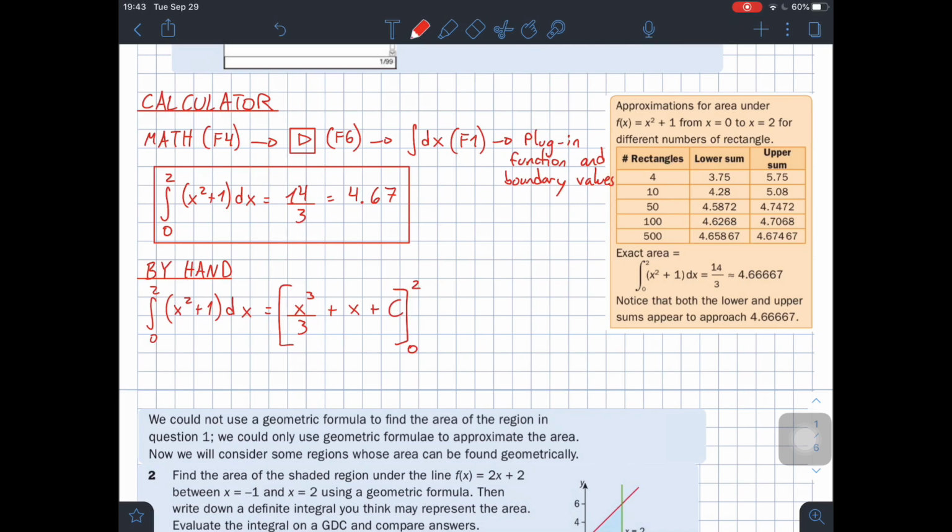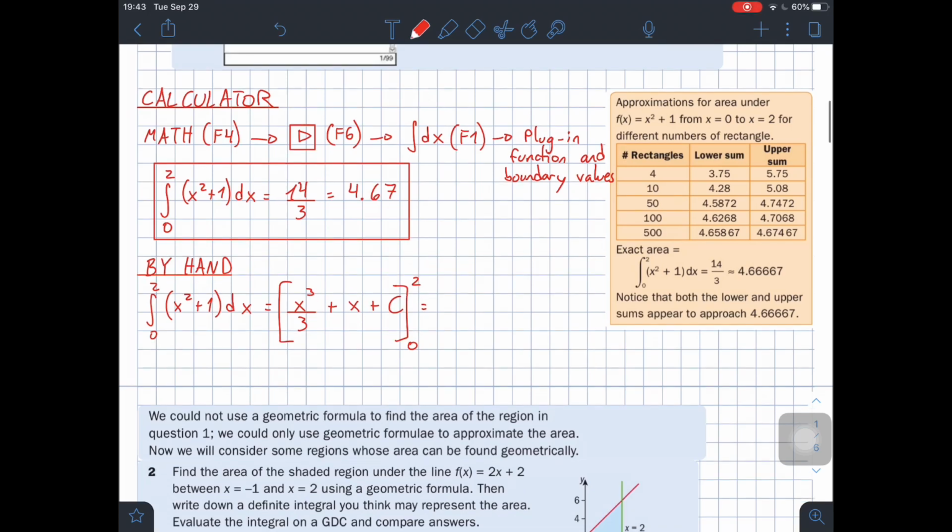So we evaluate this, and how do we do that? We just need to replace. First, we replace the x values with 2, so this one over here and this one over here with 2, and then we subtract it by the same function but evaluated now for 0, okay? So that's what we're gonna do.